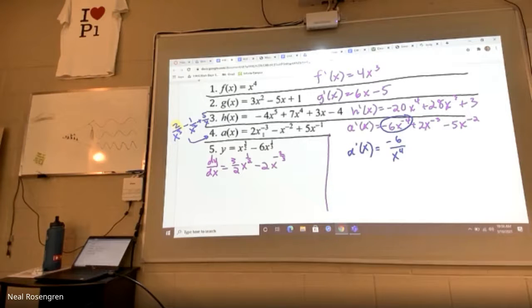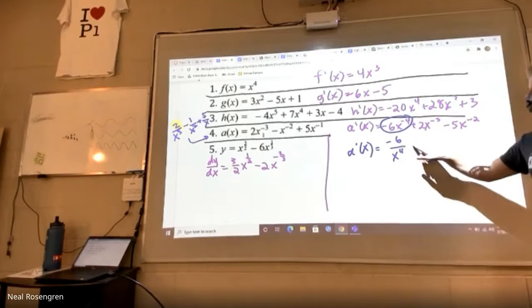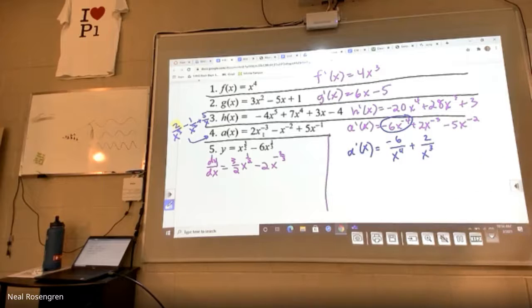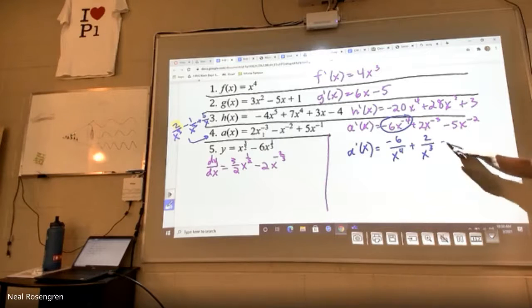Same thing with the 2x to the negative third. The 2 is not being raised to a negative power, so only the x moves down to the bottom of the fraction and becomes positive. Minus 5 over x.